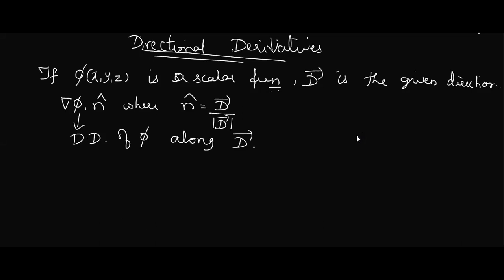Suppose we have some scalar function. If I want to draw it geometrically, it becomes some surface. Suppose we have some direction, some vector. Then what is the directional derivative? Suppose the equation of the surface is phi of x, y, z equal to some c. Then the directional derivative means you have to take del phi dot n cap. Can anybody tell me, after simplification, is it a scalar quantity or a vector quantity? Del phi dot n cap.